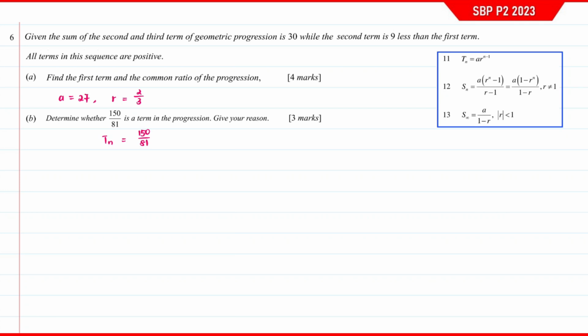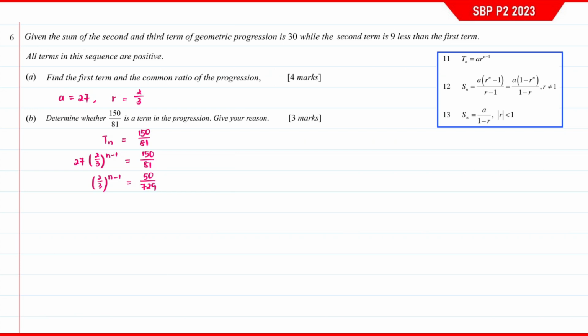So Tn, we can replace it with ar to the power of n minus 1. So A, we know that is 27. The r will be 2 over 3. Then the n minus 1. So this is equal to 150 over 81. Next we're going to move the 27 to the other side. It will be 150 over 81 divided by 27. So the answer here will be 50 over 729.